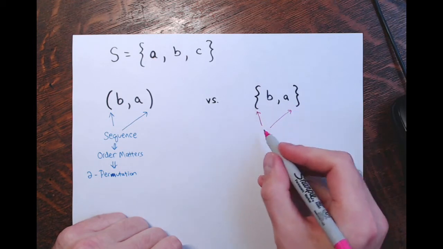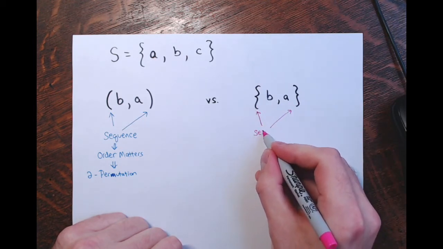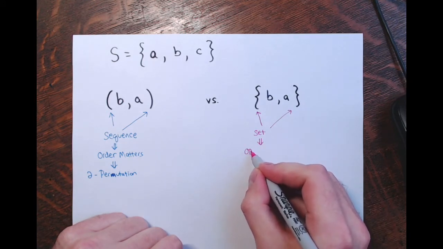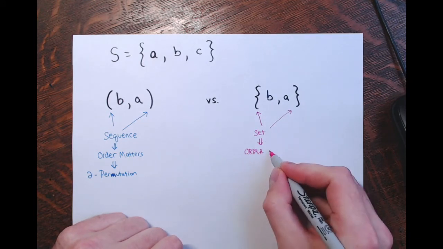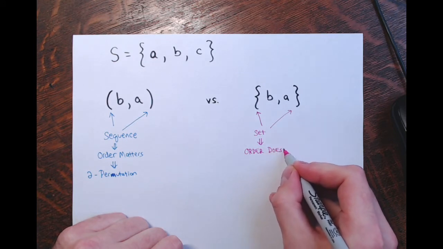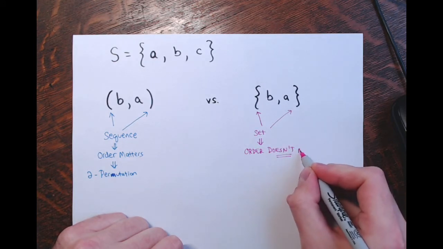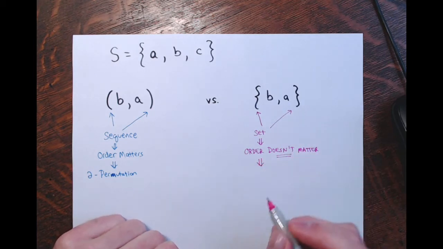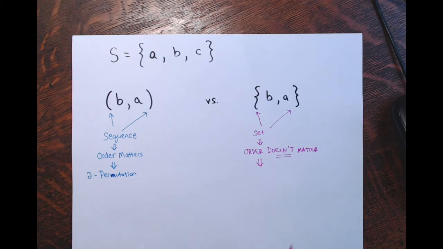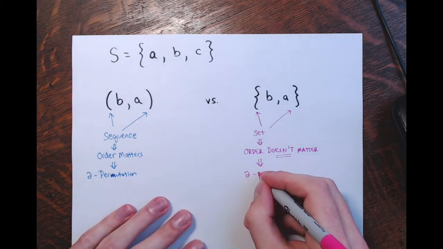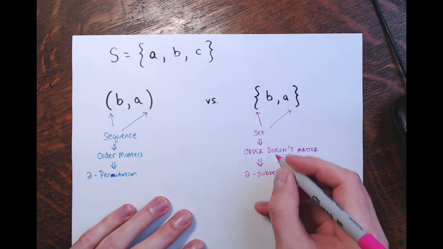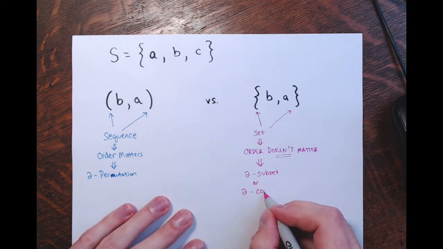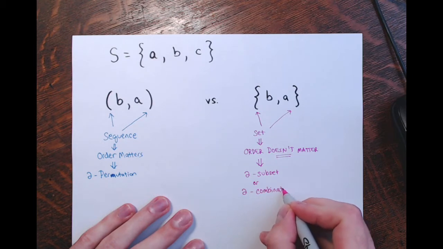You see the braces, this is a set. And if you're seeing a set, that means that they're talking about order not mattering. Order doesn't matter. And if that's the case, that's when you're talking about combinations or subsets. So this would be called a 2-subset, right? A subset of size 2 of set S, or a 2-combination of elements from set S.